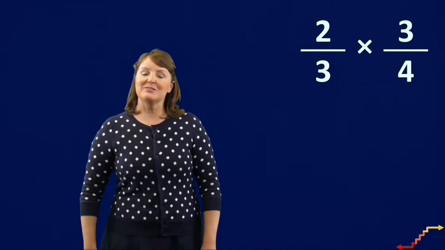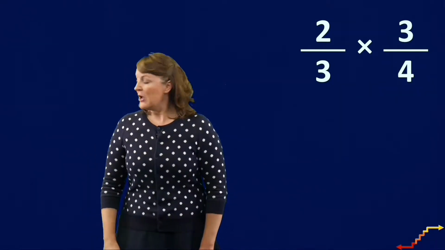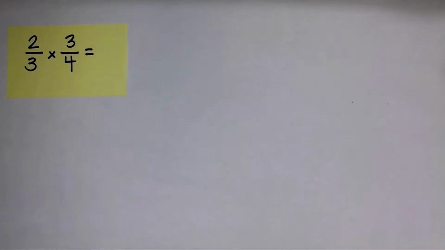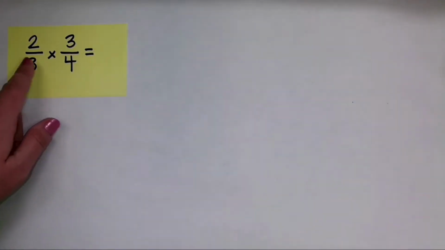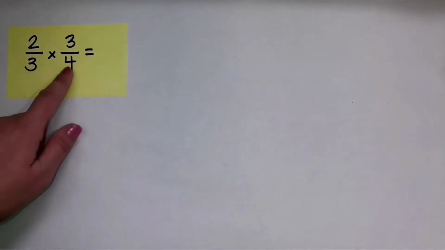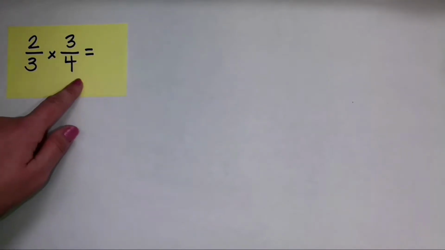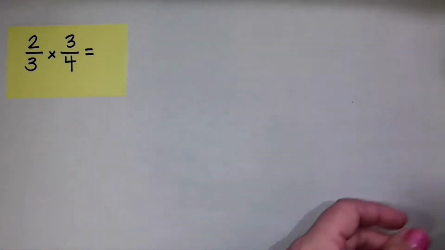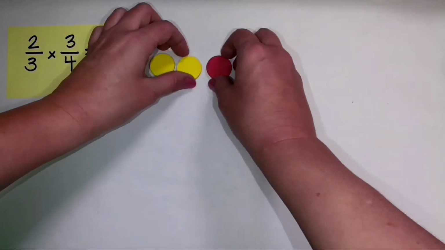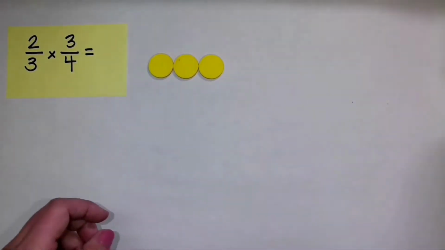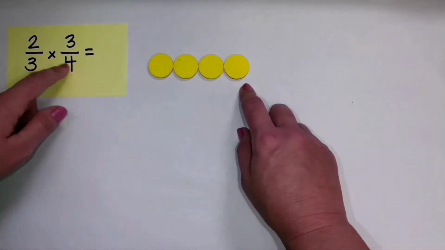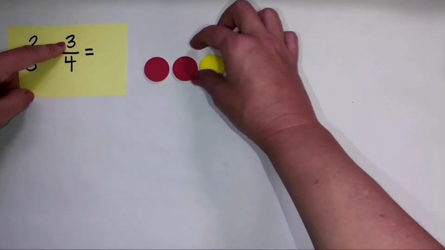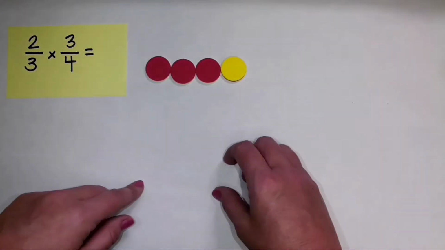So let's first see what this looks like with our concrete manipulatives. We are solving the problem 2/3 times 3/4. I have my problem written right here, and I interpret this as 2/3 of 3/4. So I need to find 2/3 of 3/4. With my set model, I can use these two color counters, and first I'm going to show a fraction with 4 equal parts. So this is a set with 4 equal parts, and I need to show 3 of those 4 parts to represent 3/4.